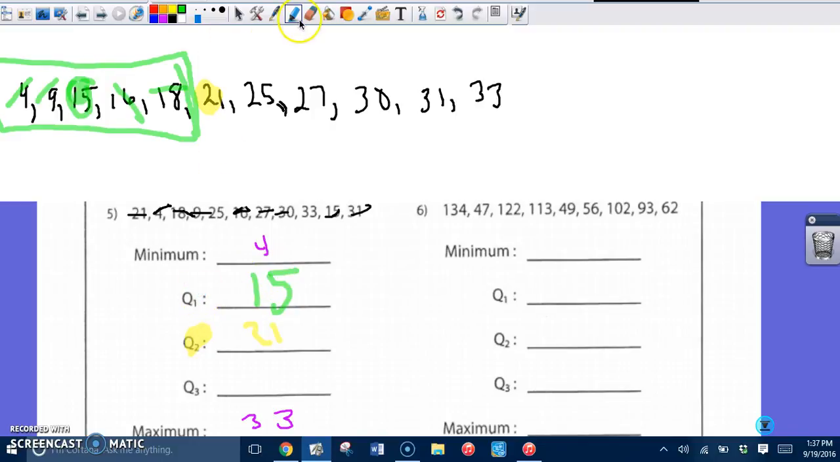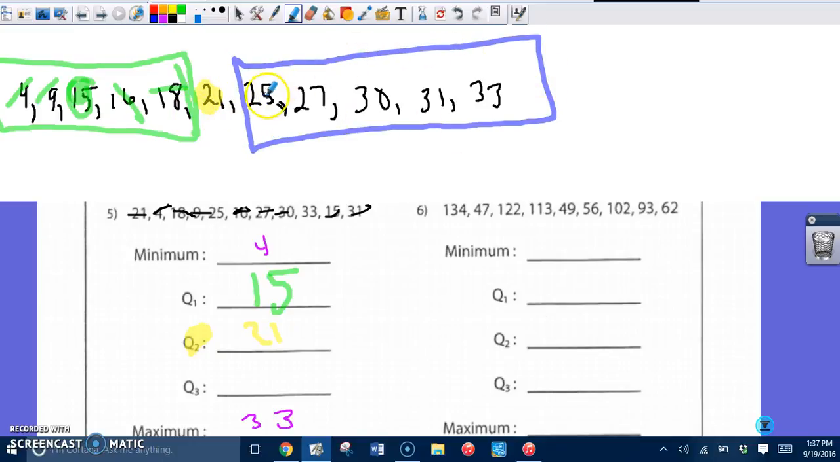Okay? Now for quartile 3, same thing. So in quartile 3, I'm going to take a look at the numbers that are after my middle number. So that means I'm starting with 25. I'm going to cross off until I get into the middle. Goodbye, goodbye, goodbye, goodbye. Smack in the middle is 30. How can I tell it's the middle? Because I have 2 crossed off on this side, 2 crossed off on this side. So I know for sure that this answer is 30.